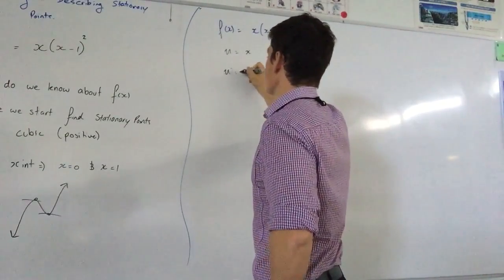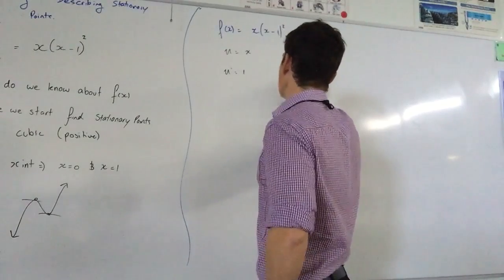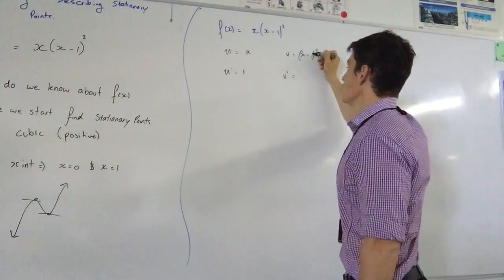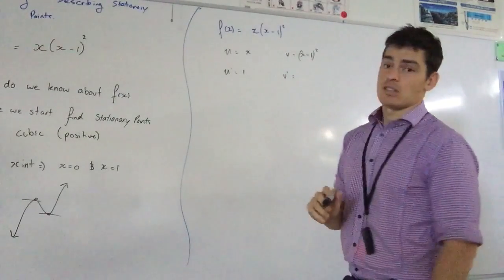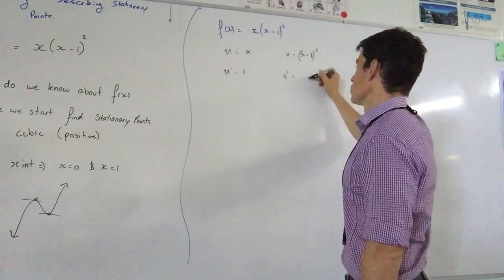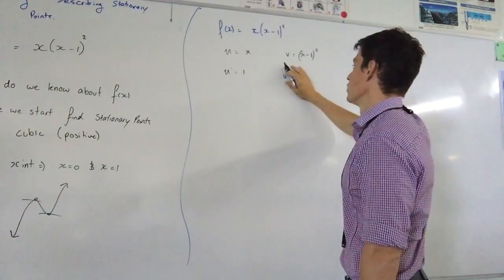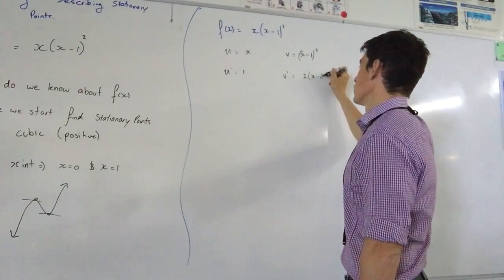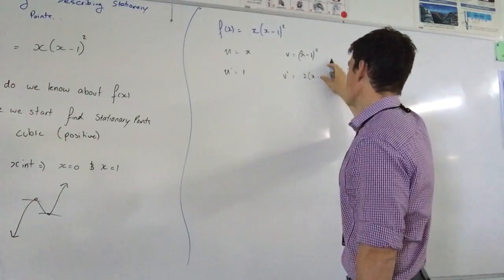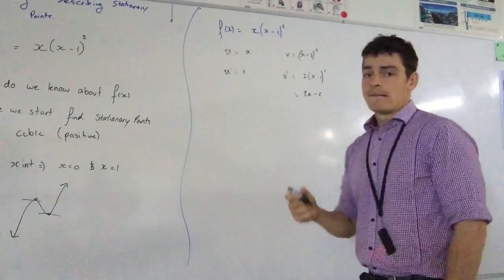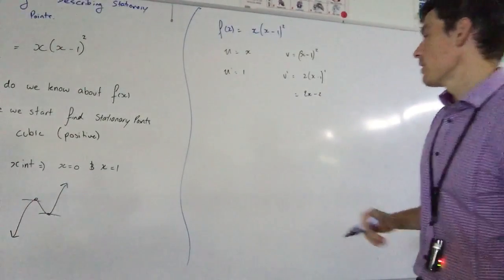u' is quite simply 1. For v', I can use the chain rule, or I could use the chain rule shortcut. In this case, I'll do the shortcut: 2(x - 1) to the power of 1, which is obviously just 2x - 2. So that's where I'm at.